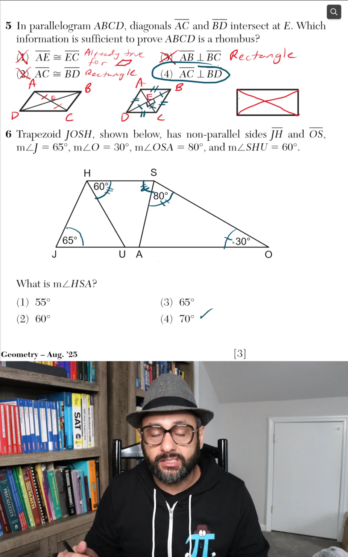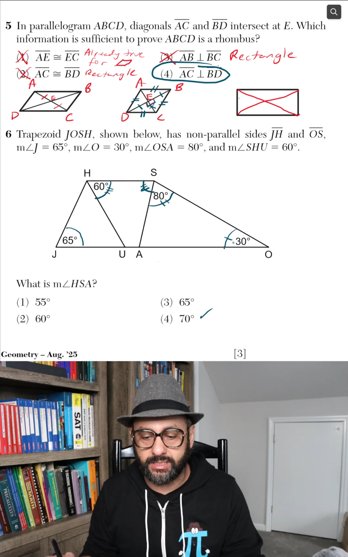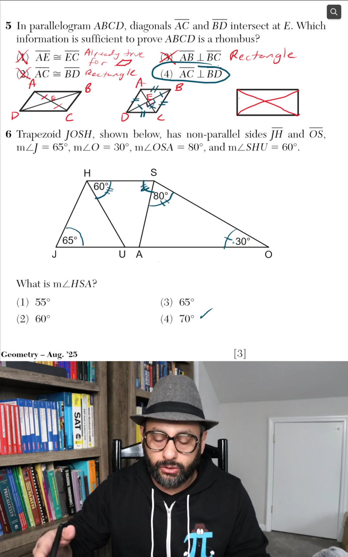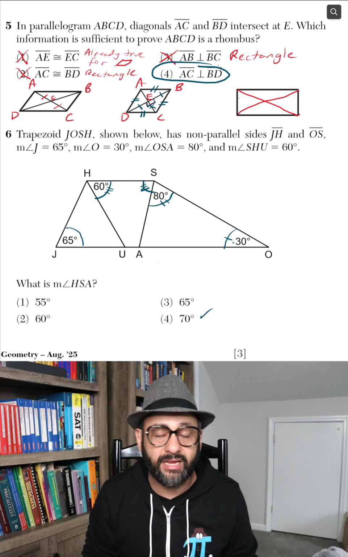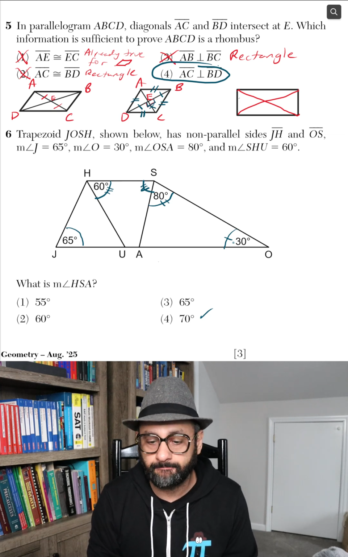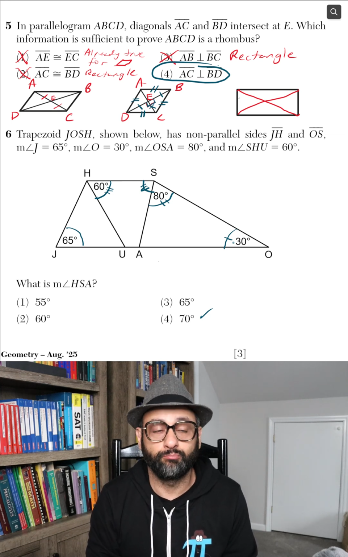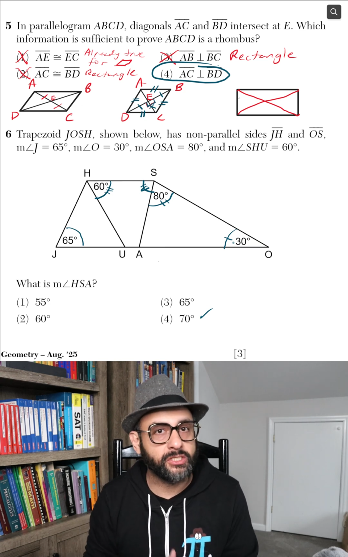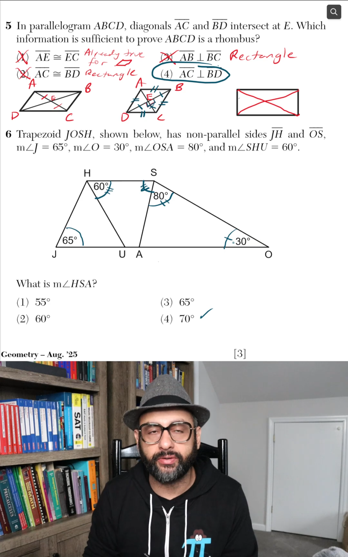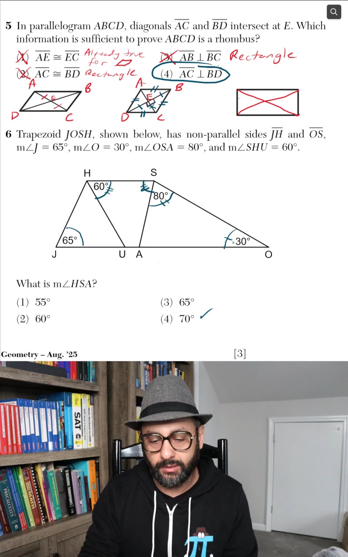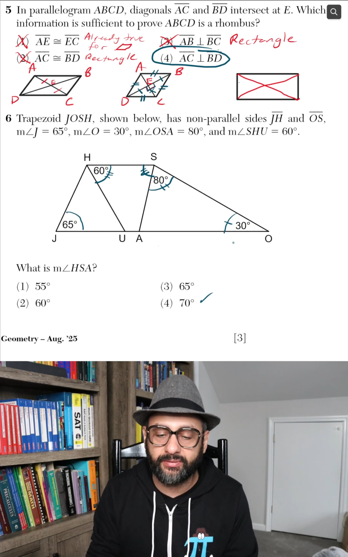So now that we've confirmed that it's drawn to scale, we can state that 70 is the most likely correct answer without actually doing the math. We just looked at it and said it looks like a 70-degree angle. So how do we actually do this problem? It's a little bit of angle chasing.